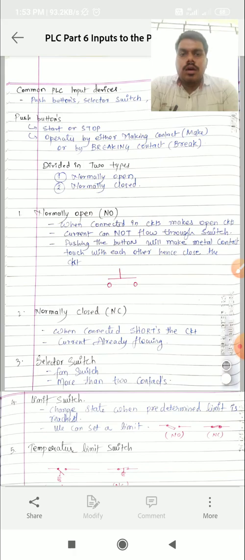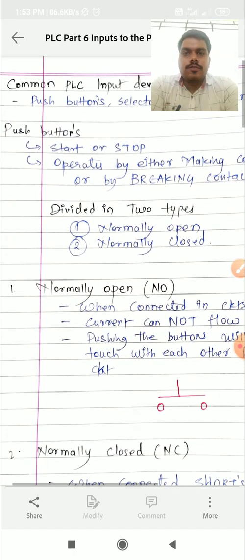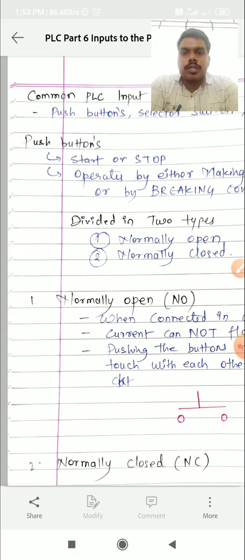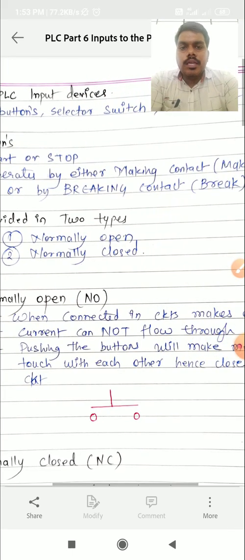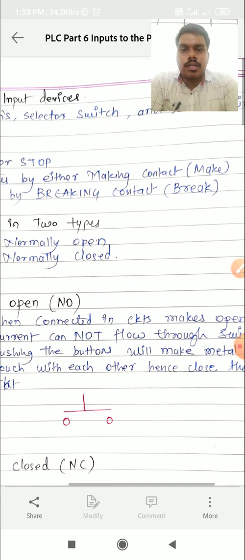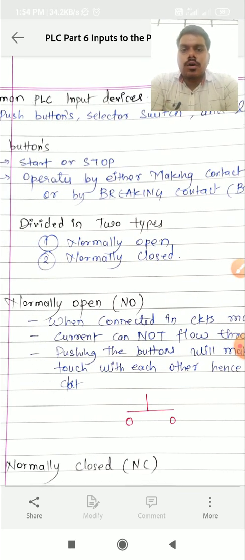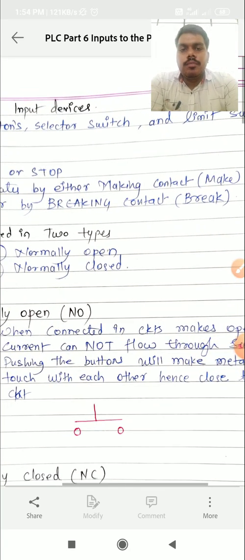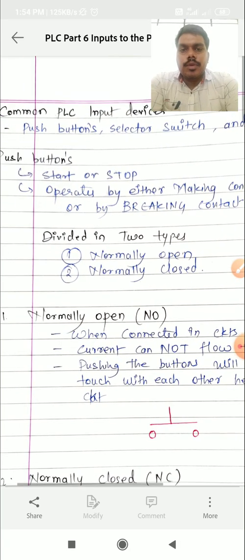So the first device is the push buttons. So what are the push buttons? Push buttons actually make the process start or stop. Means it either stops the process or starts the process. It is operated by making contact. Remember this name, making contact. It makes the contact or breaks the contact, also called breaking contact.